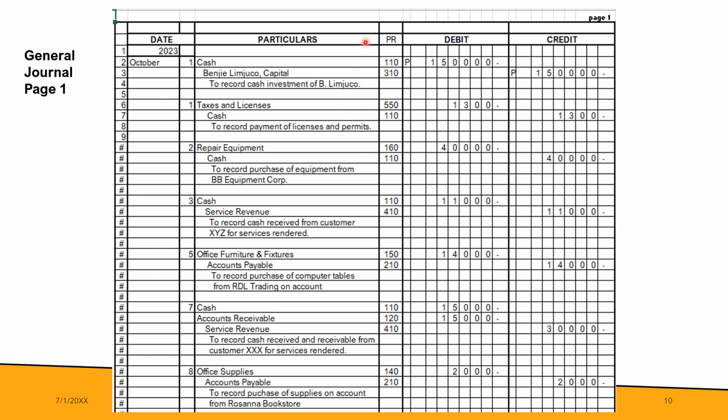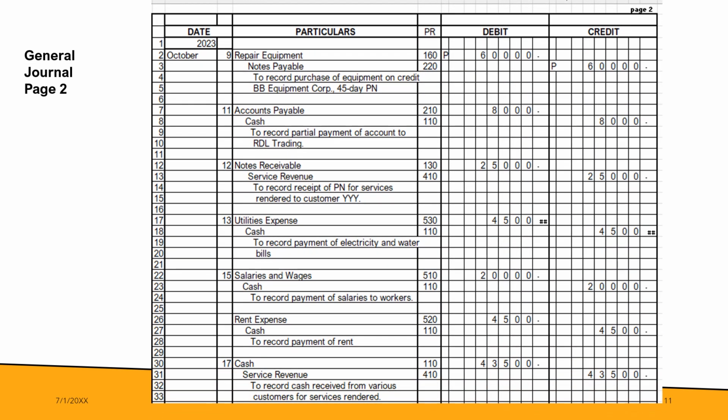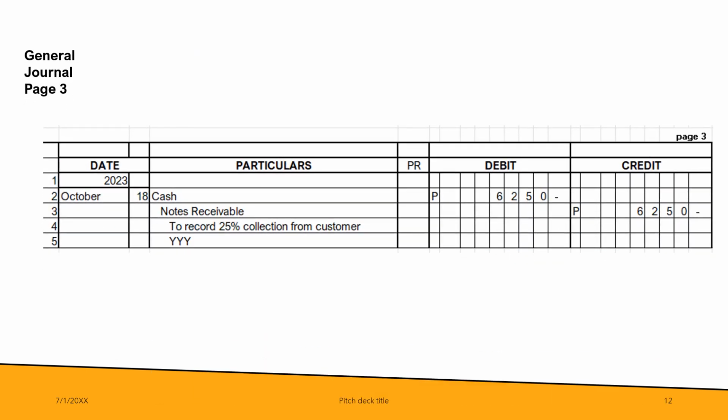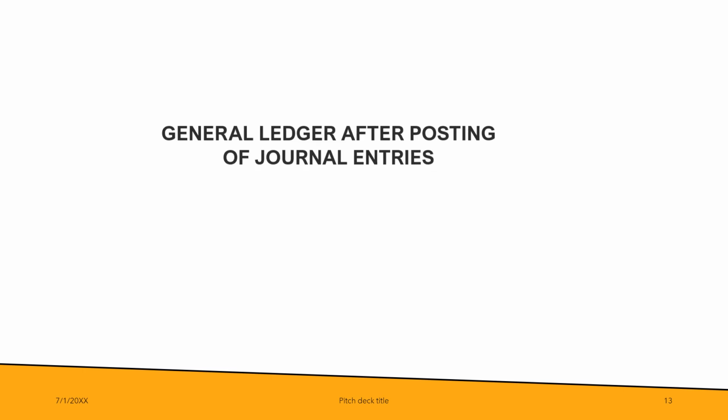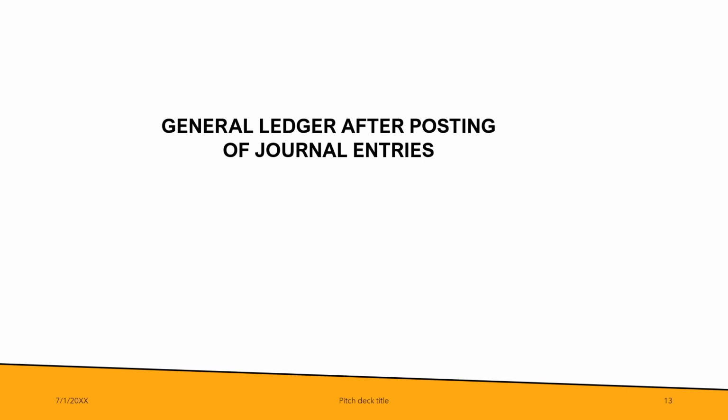So you will notice that the PR column is already filled up for page 1. Same with our page 2, the PR column is also filled up. Page 3, the same. I was not able to fill up page 3, but you have to fill it out because posting of journal entries to the ledger was already completed.